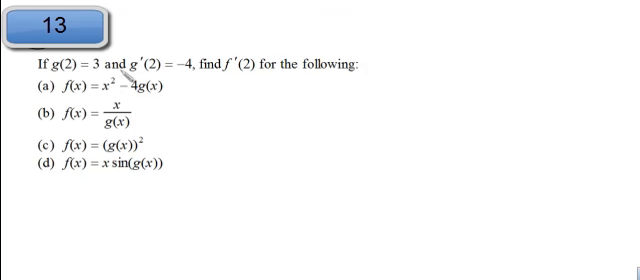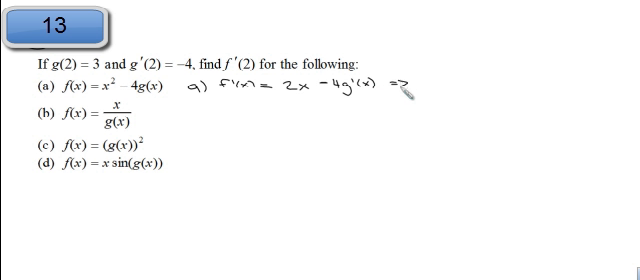g of 2 equals 3 and g prime of 2 equals negative 4. Find f prime of 2 for the following. So let's start with A. So my derivative, the derivative of x squared is 2x. The derivative of g is g prime.